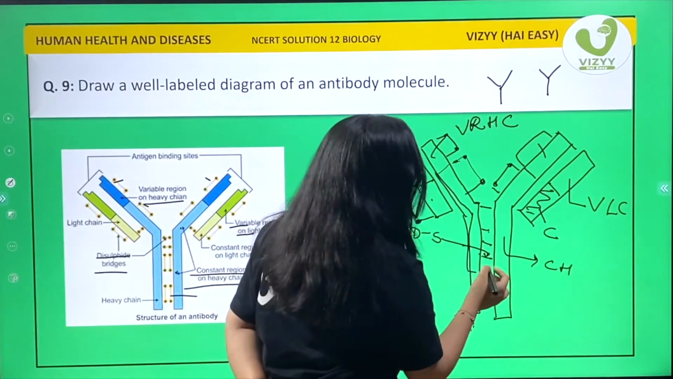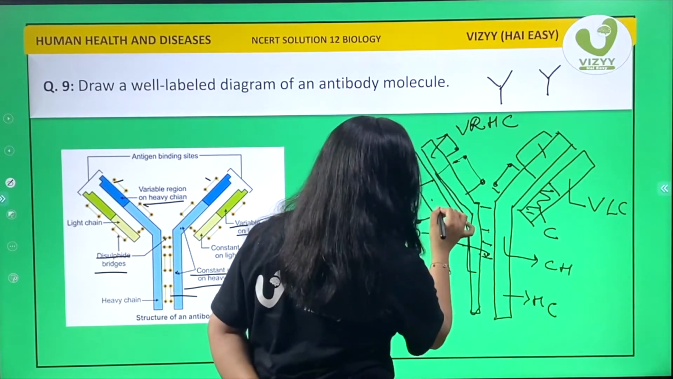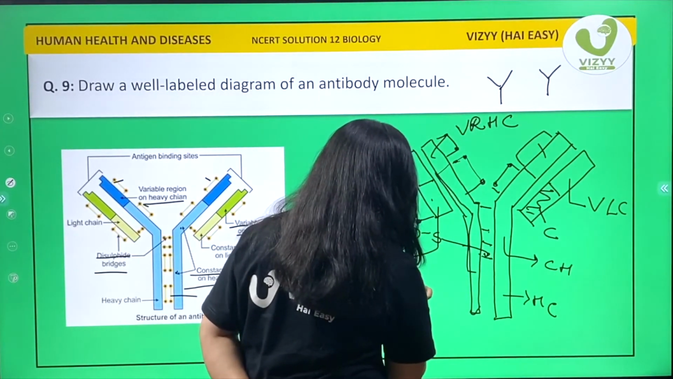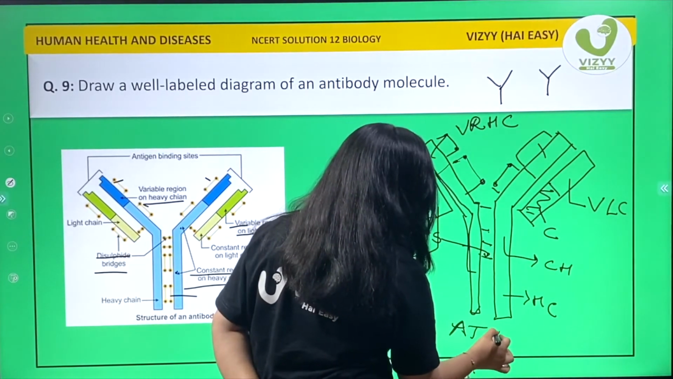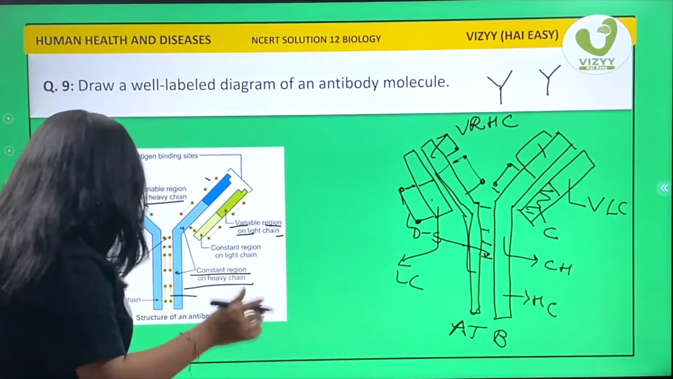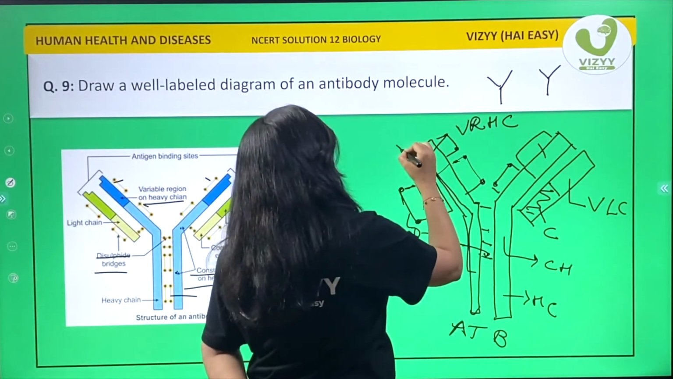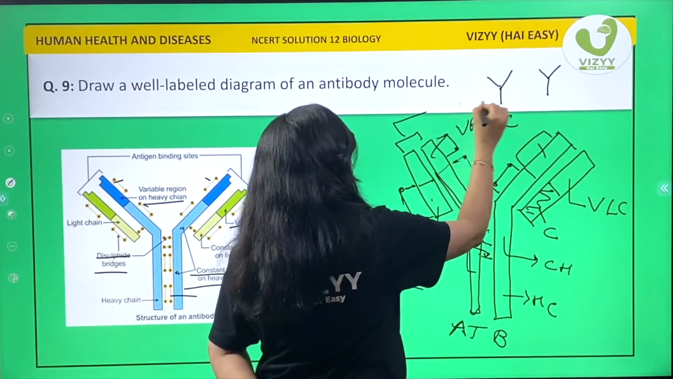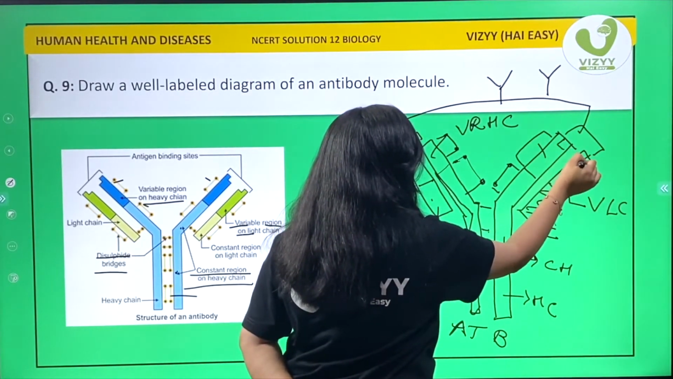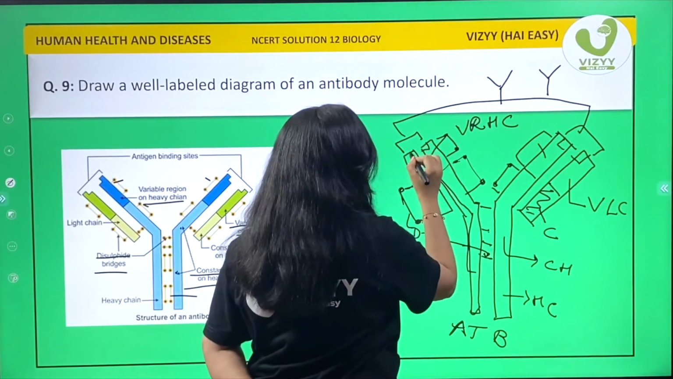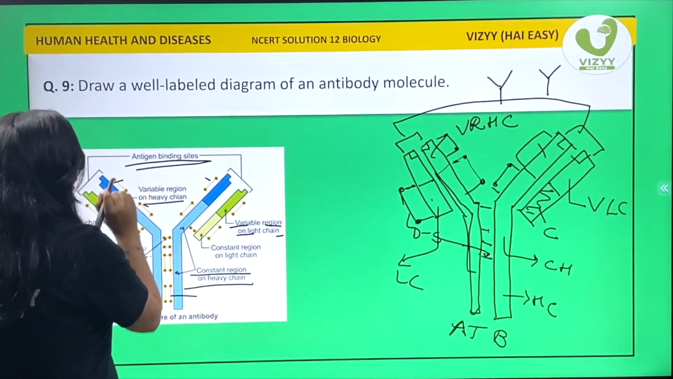Just note that this is heavy chain and this is your light chain, and write antibody. Structure of an antibody. These sides over here, on both the sides, are different in each type of antibody, and thus they are known as antigen binding sites.